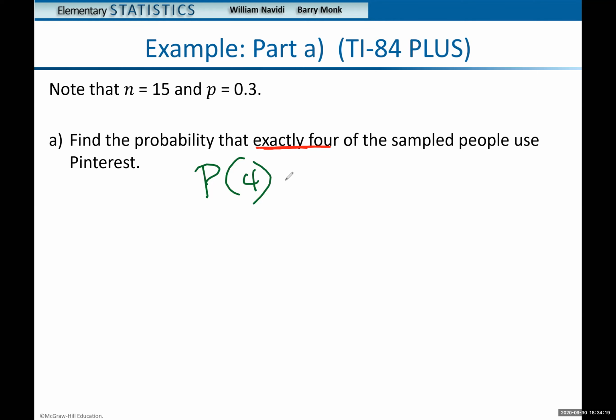I need to show you using the TI calculator. So please also get your TI.